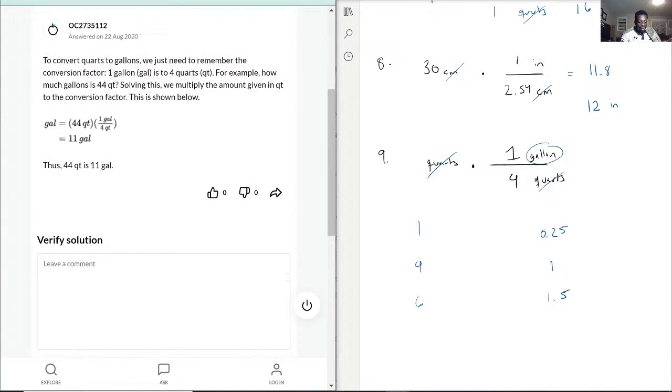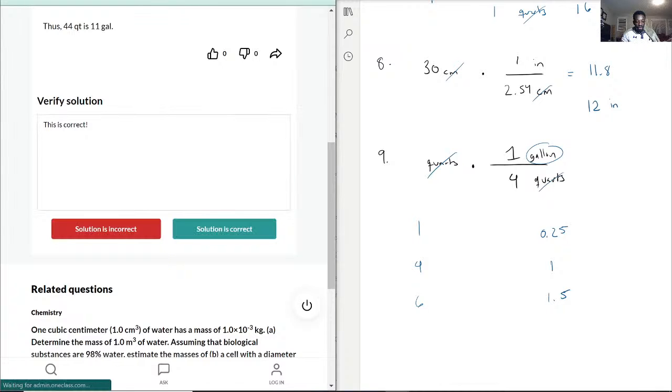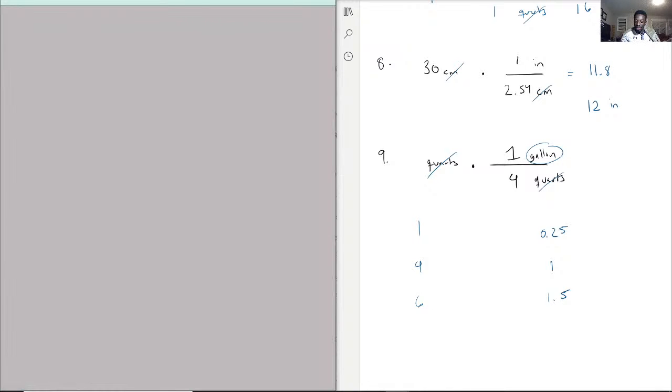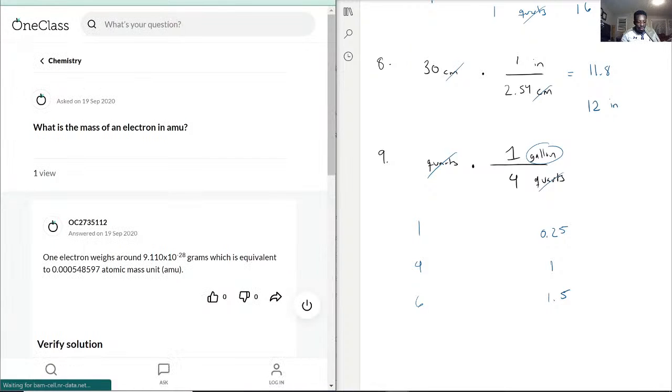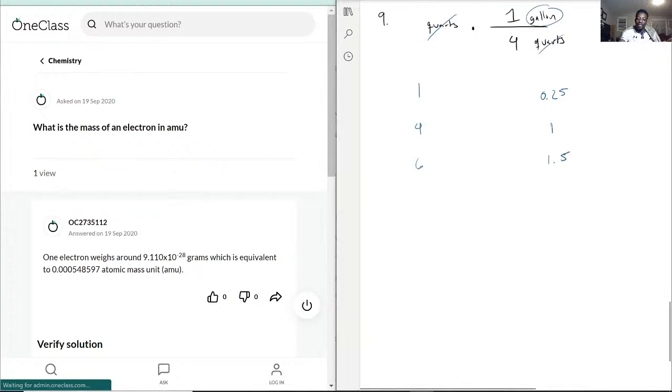So with that, this is also correct because they also have the gallon in the numerator and quart in the denominator. Alright, now let's see what we have as our last wrapping question for tonight. What is the mass of an electron in atomic mass units? Now, funny enough, this is also a conversion question. Ta-da.